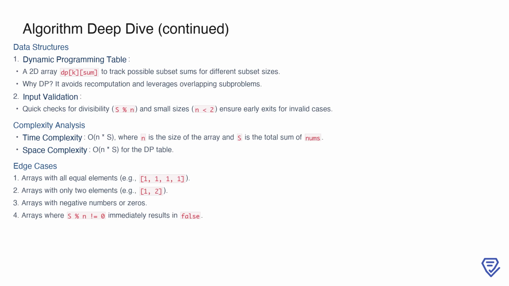Lastly, we account for edge cases such as arrays with all equal elements, arrays with only 2 elements, and arrays containing negative numbers or zeros. These cases are handled either through prechecks or by the general DP logic, ensuring the algorithm is robust and efficient.